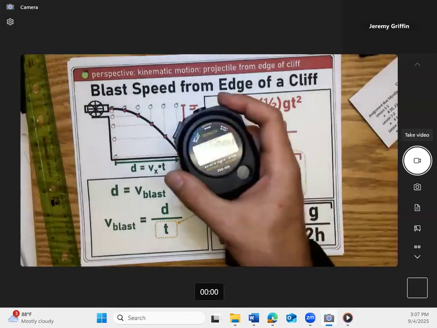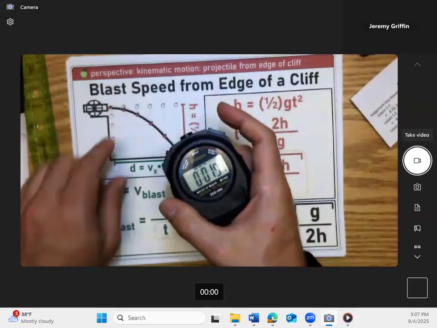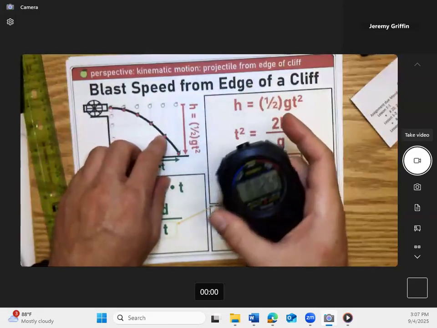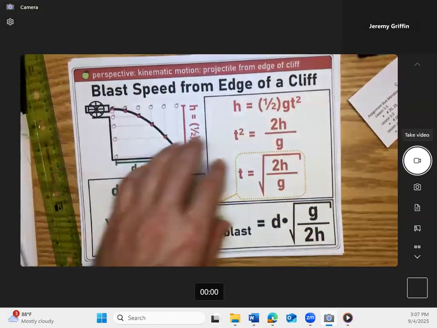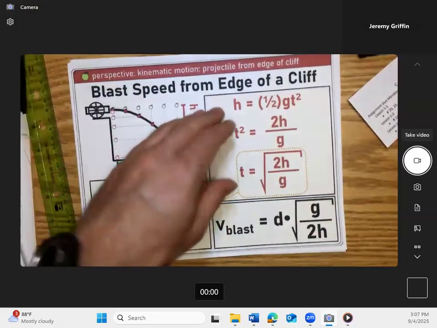Notice they don't have a stopwatch here. So you use a stopwatch to figure out how much time? They're like, okay, launch and hit. Is that very accurate? Probably not very accurate. Not as accurate as this method, where you're calculating based on drop height.